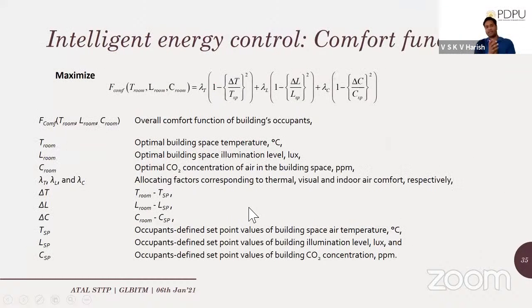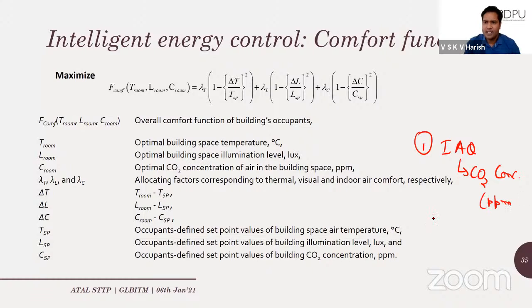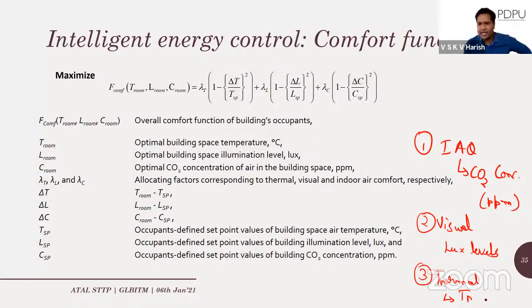Now, the occupancy part. What we developed is, we are taking into consideration the HVAC system and the lighting system. So we computed the comfort in terms of indoor air quality, CO2 carbon dioxide concentration in parts per million, visual comfort in terms of lux levels, illumination inside the building space, and thermal comfort. We have not taken acoustic comfort into consideration. Thermal comfort depends on the building space air temperature and the relative humidity of the building space, right?